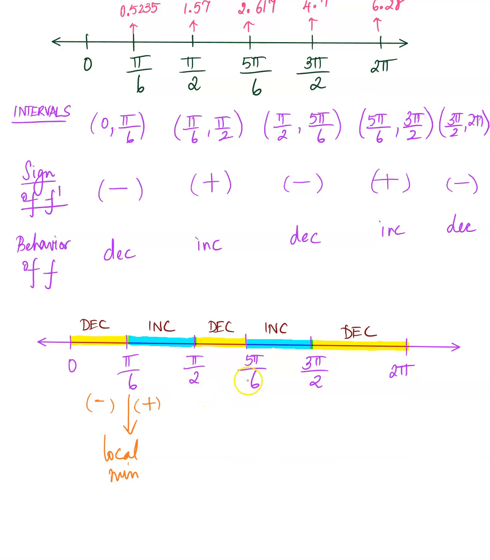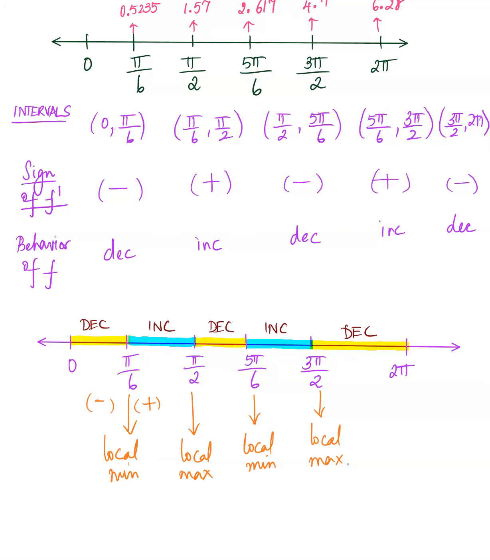And then it was increasing to decreasing. So this will be a local max. Decreasing to increasing. Local min. Increasing to decreasing. Local max. Got all of these now.